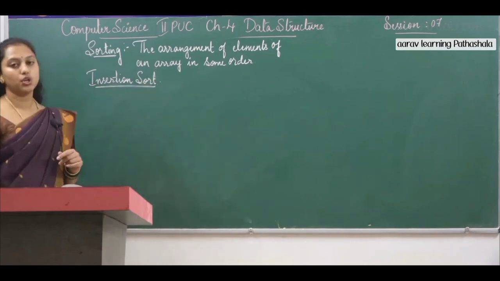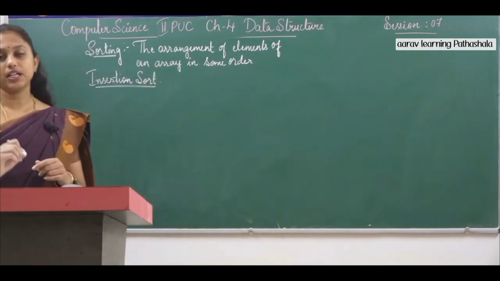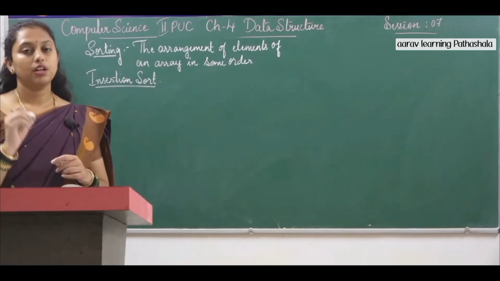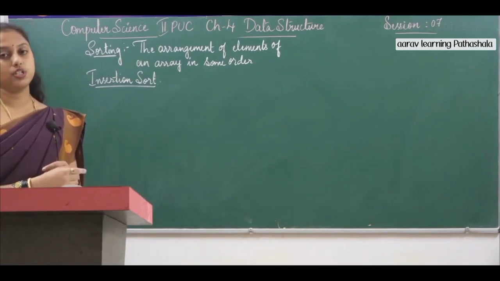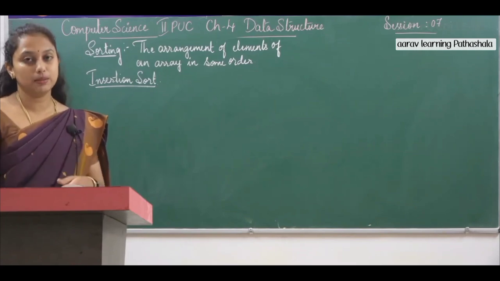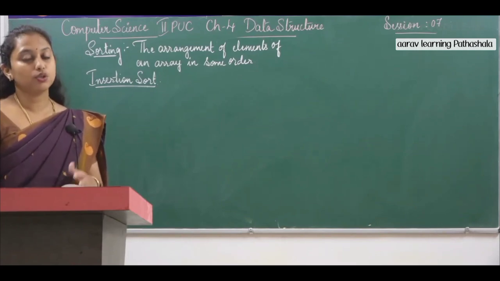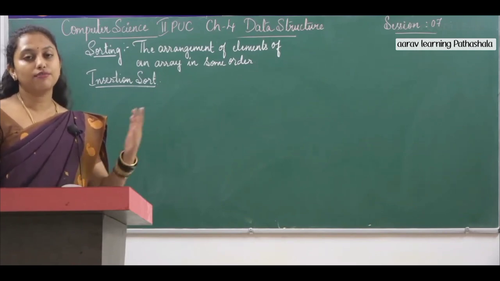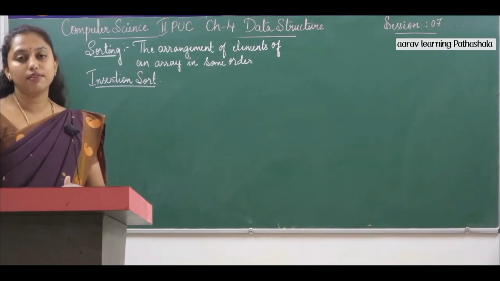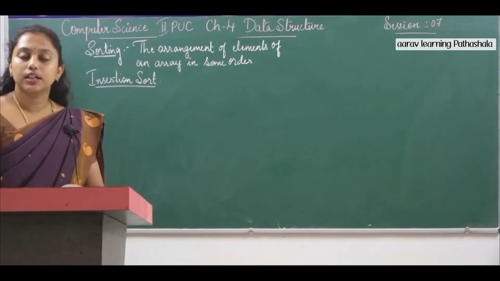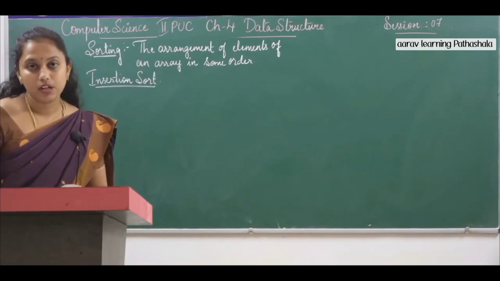In insertion sort, the first element is considered to be in the correct position, and the next position element is the key element. We are going to compare it with the elements to the left of the key element, and we are going to interchange the values if it is lesser than or greater than the key element.